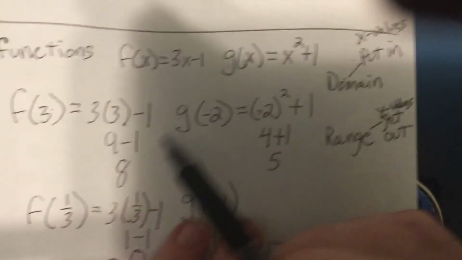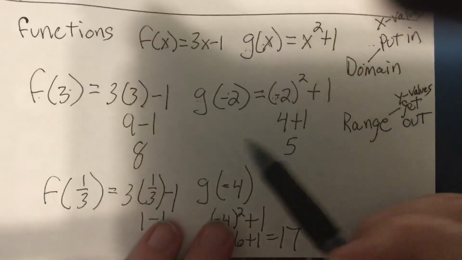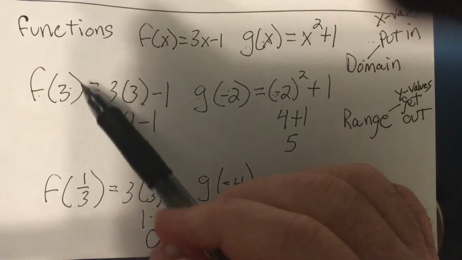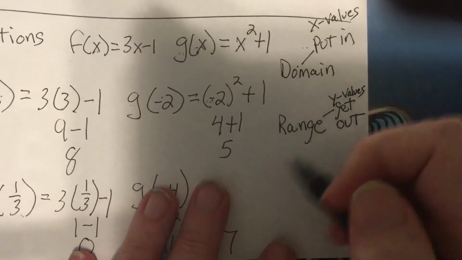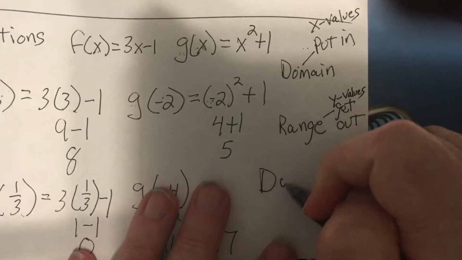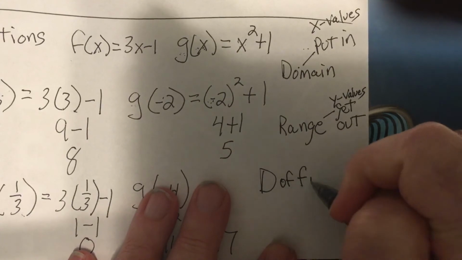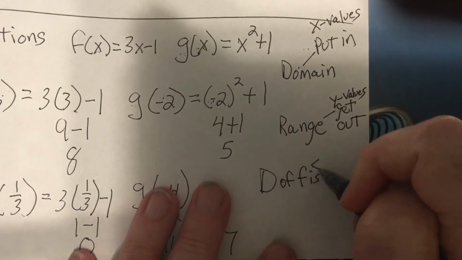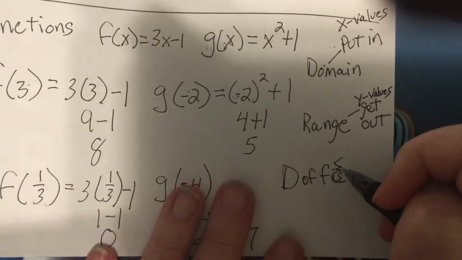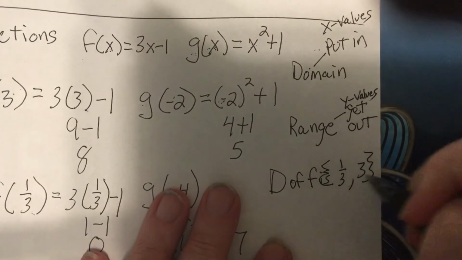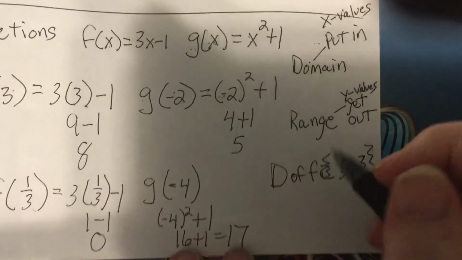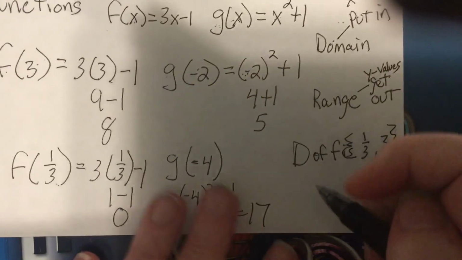So if I said, what's the domain for function f on this page? Well, what numbers did I put in for f? I put in 1/3 and I put in 3. So the domain, big D of f, is 1/3, 3. Now we have to use braces because parentheses means ordered pair, whatever that is. We'll talk about that in the future.